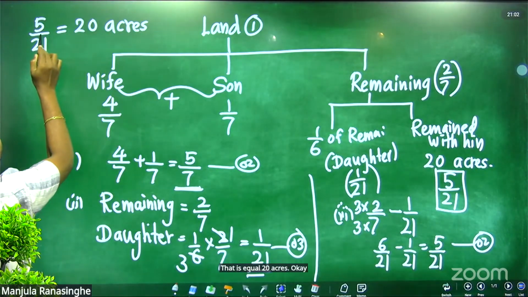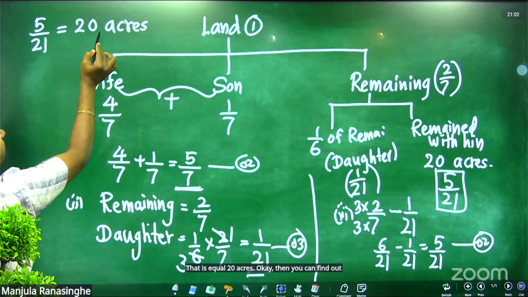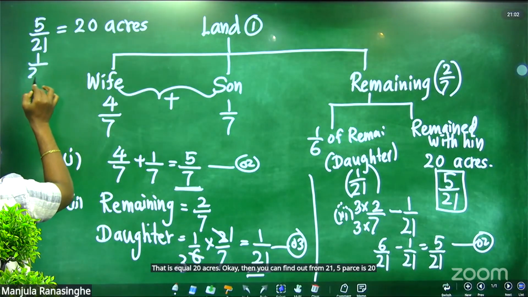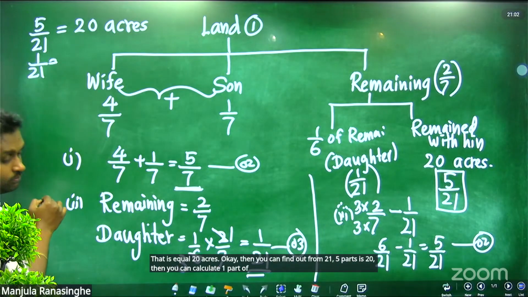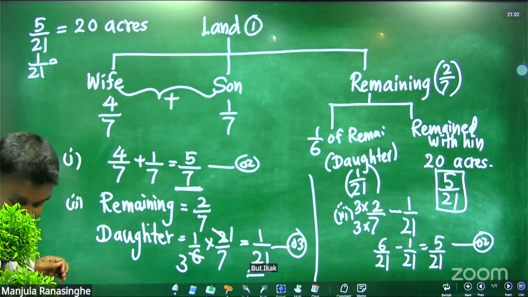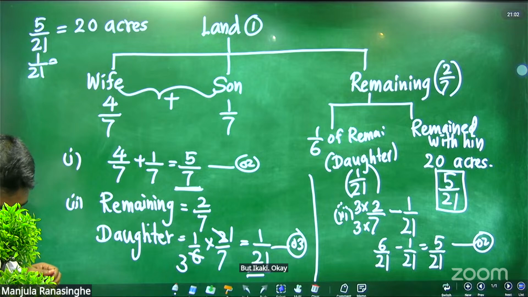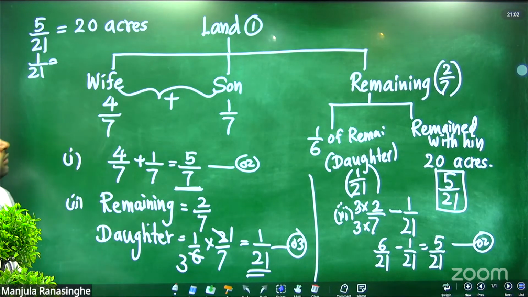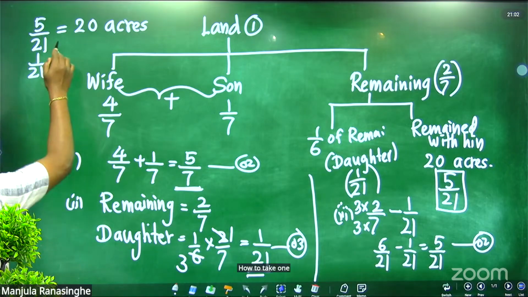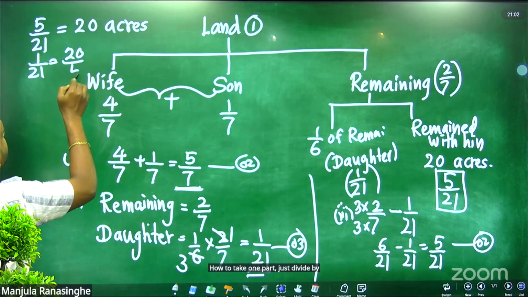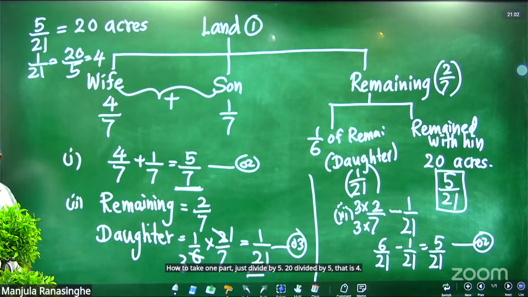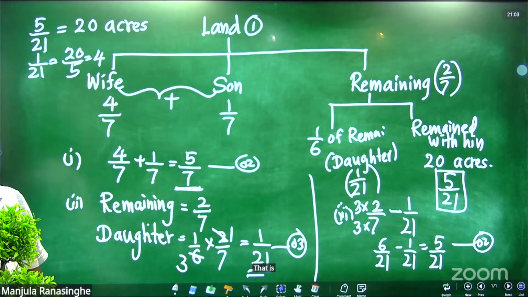Then you can find out: from 21 parts, 5 parts is 20. Then you can calculate how much one part of 21 is. How to take one part? Just divide by 5. 20 divided by 5, that is 4. That is one part of 21.